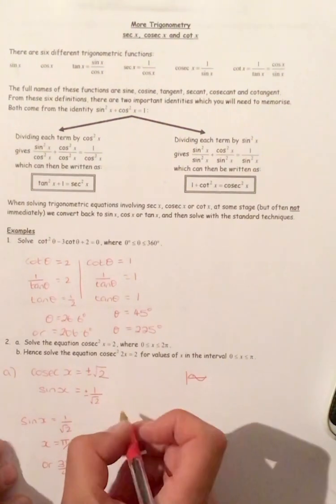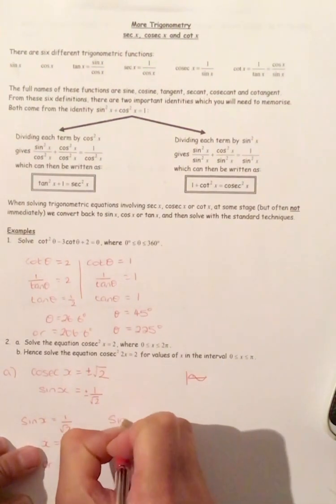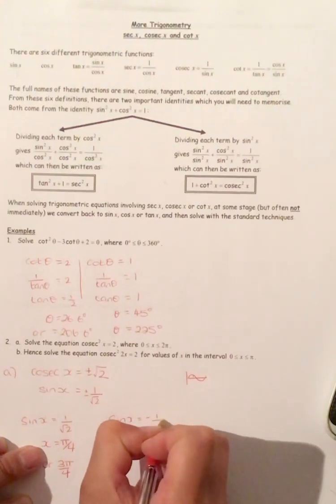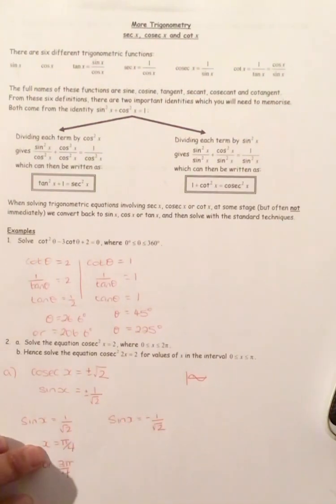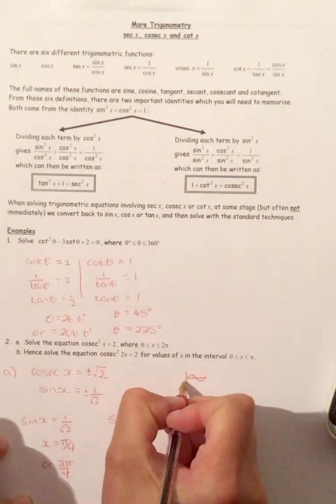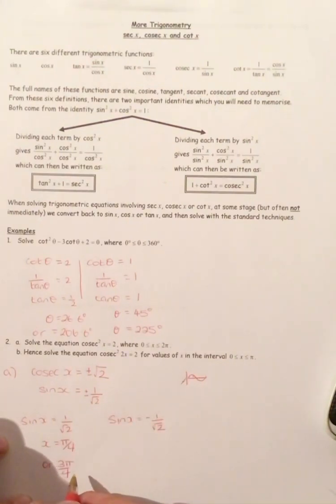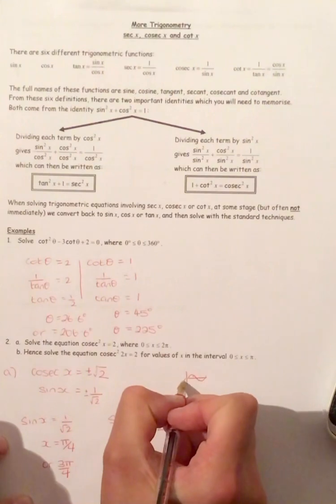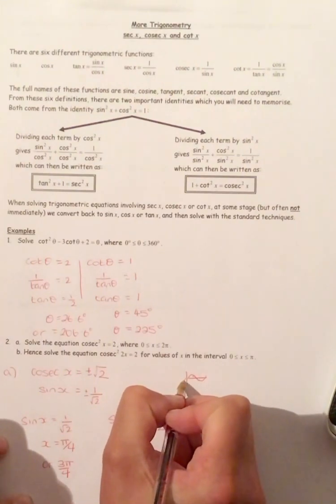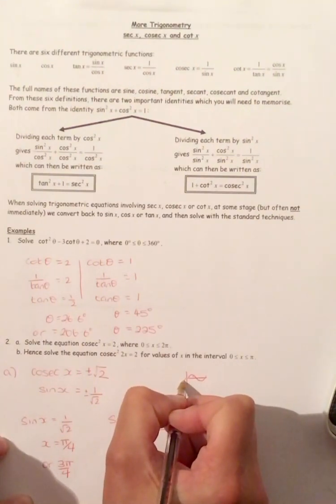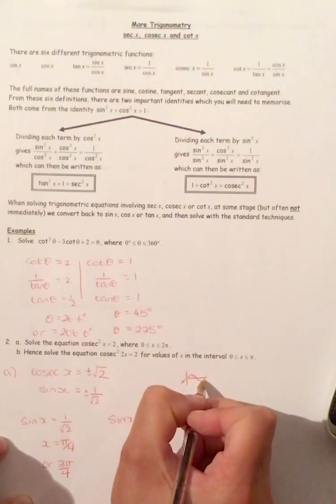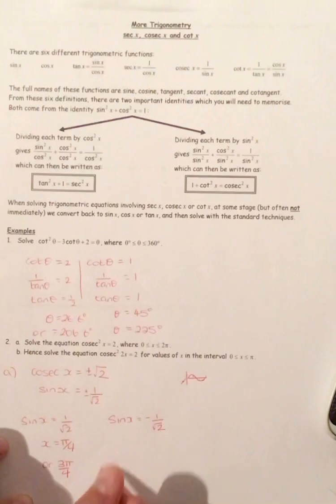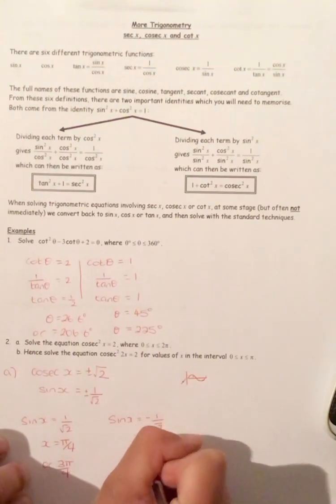And then if we work with sine x equals minus 1 over root 2. Now if you type that into your calculator, it will give you this value here, minus pi over 4. Remember that sine repeats every 360 degrees, or every 2 pi radians. So we will also have a value at 7 pi over 4.